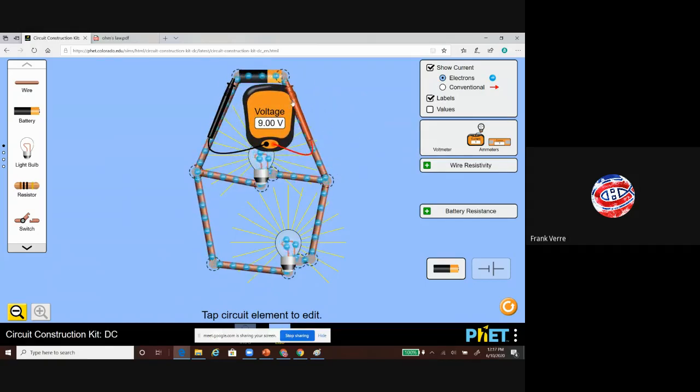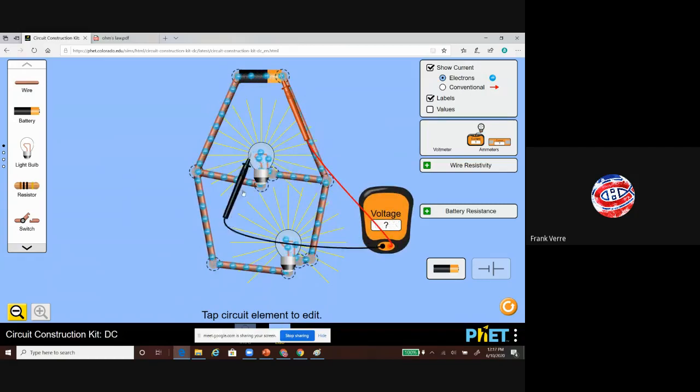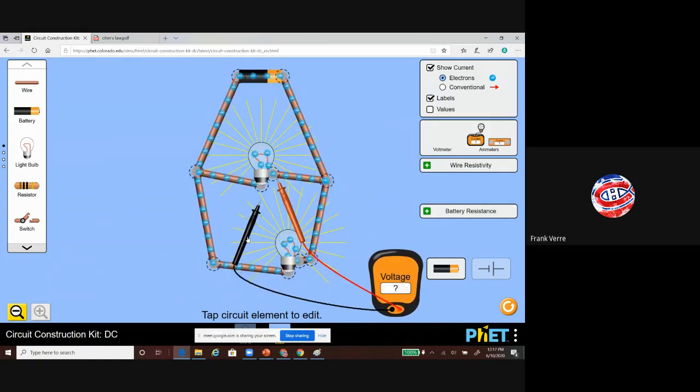So at the battery, the voltage is still 9 volts. We could check the voltage going through each light bulb. Oh, that's interesting. Look at that. See, that's different. The voltage here is also 9 volts. Let me test this one out too. Okay. So there's a big difference there between a series and a parallel circuit. It seems that in a parallel circuit, the voltage is the same as the voltage in the battery.